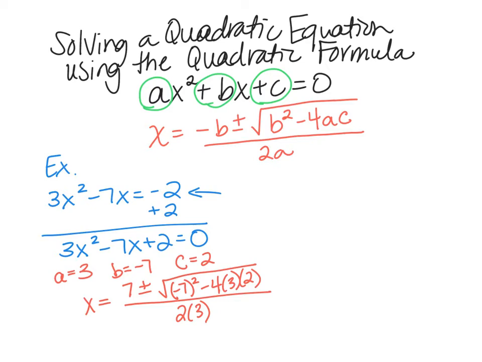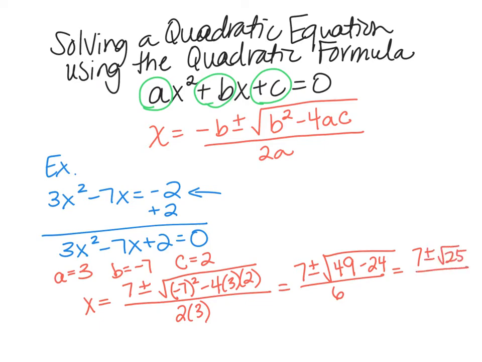So once I've got it plugged into my formula, I'm going to work from the inside out. So I'm going to simplify what's underneath that square root. So I'm going to have 7 plus or minus the square root. Negative 7 squared is 49. Negative 4 times 3 times 2 is going to be 24. All over 2 times 3, which is 6. I'm going to keep simplifying it. So 49 minus 24 is going to be 25.